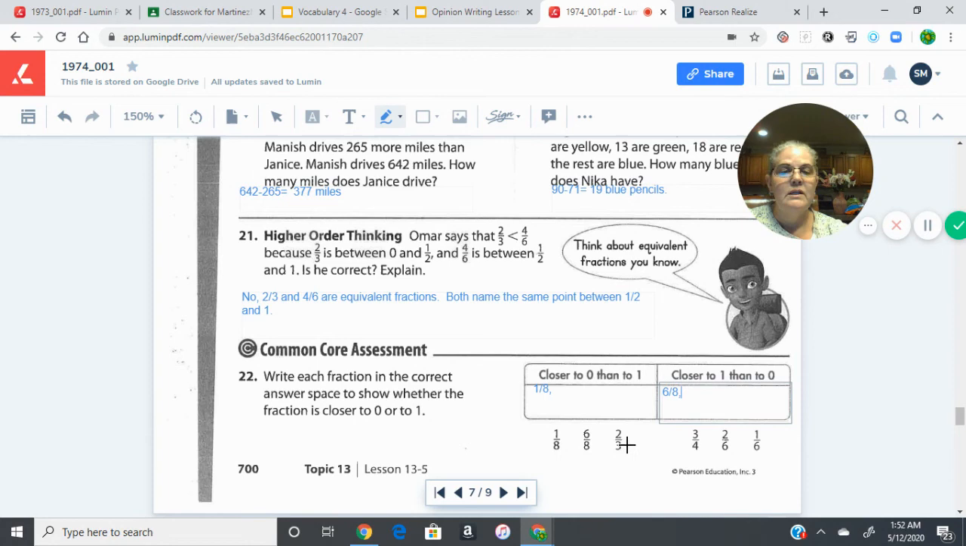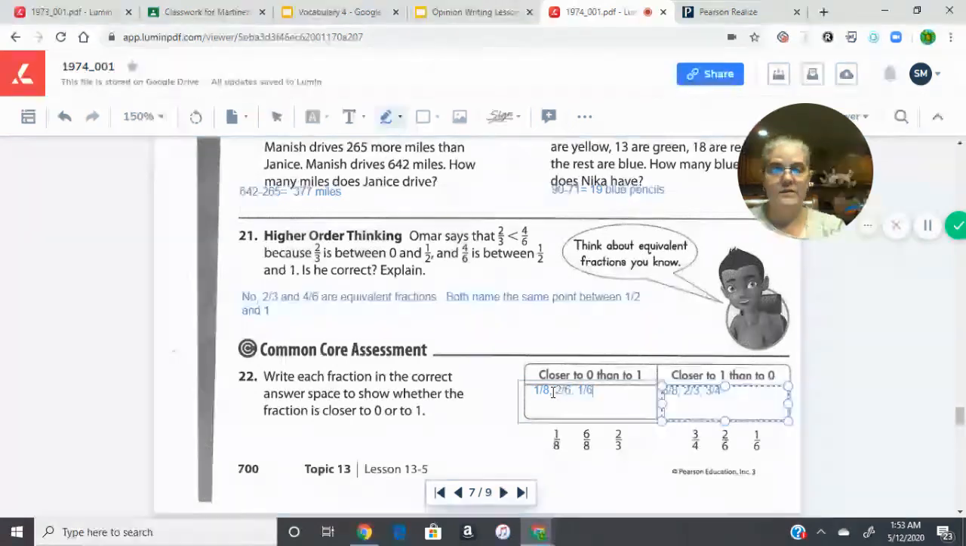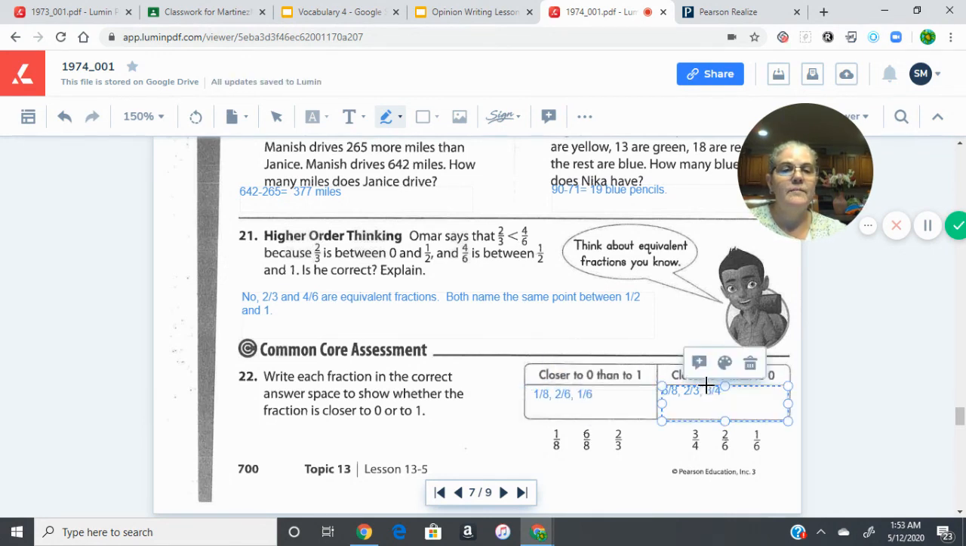We've done these two. Let's do 2/3. Well, we're almost finished, so it's closer to 1. 3/4. You only need one more piece to be all the way done. So 3/4 is closer to 1. And 2/6 is just barely past the 0. And 1/6 is just barely past the 0. All right, so copy those down in your book.